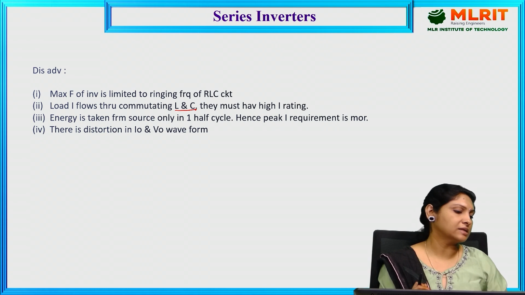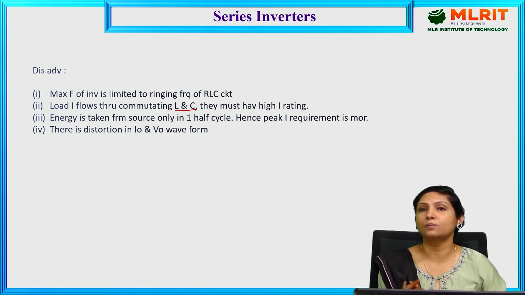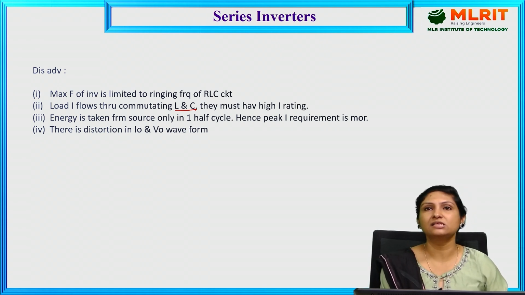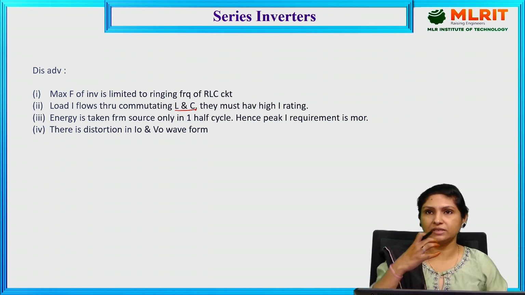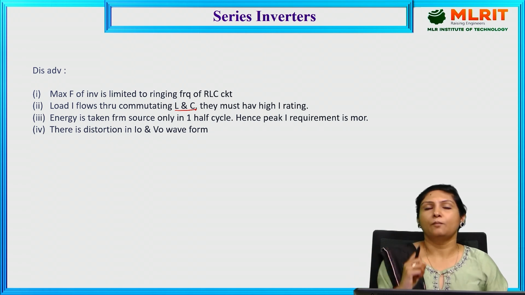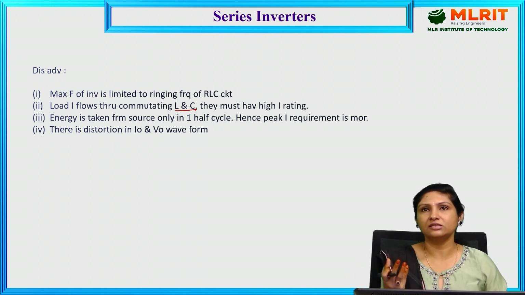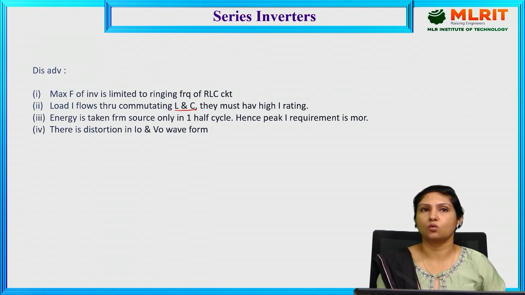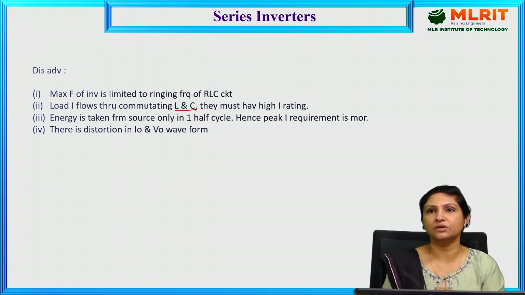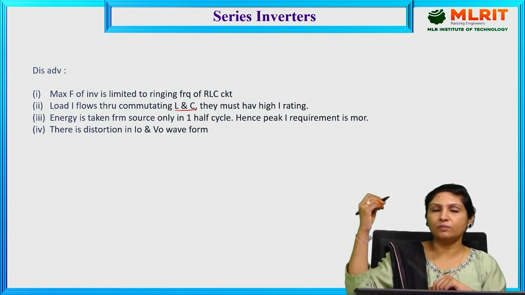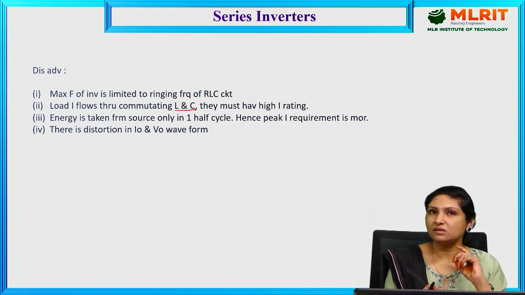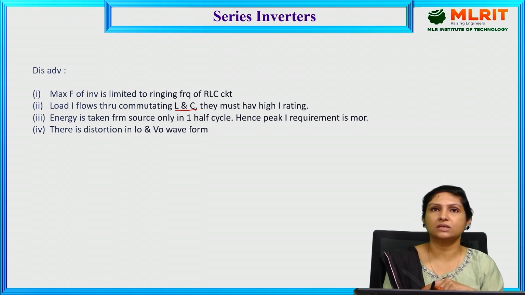And the other thing is energy is taken from the source in one of the half cycle. Hence, peak current requirement is more. And there is distortion in output current as well as output voltage waveform. If you conduct the experiment of series inverter also, you may observe in the lab, the output waveform will be fully distorted. That is a disadvantage associated with a series inverter.